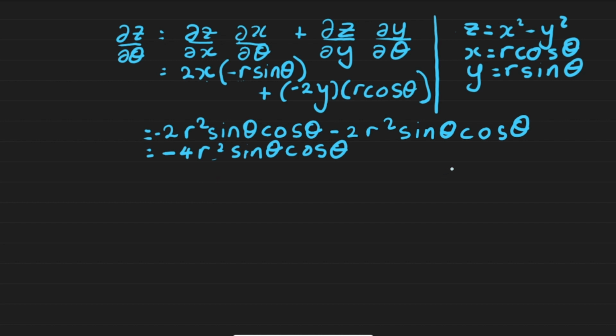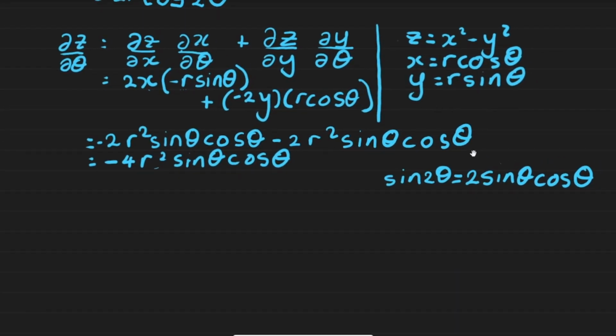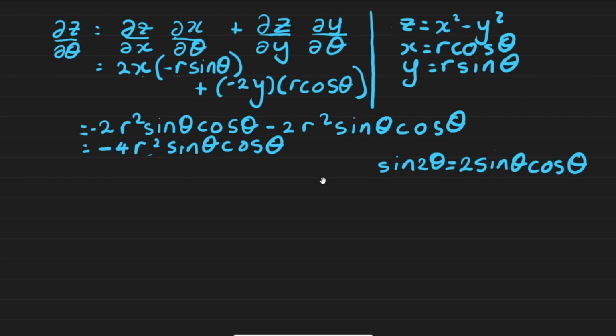So again, if we remember our double angles, we would remember that sine of 2 theta is equal to 2 sine theta cos theta. So if we now substitute this inside our equation, we see that we're left with minus 2 r squared sine of 2 theta.